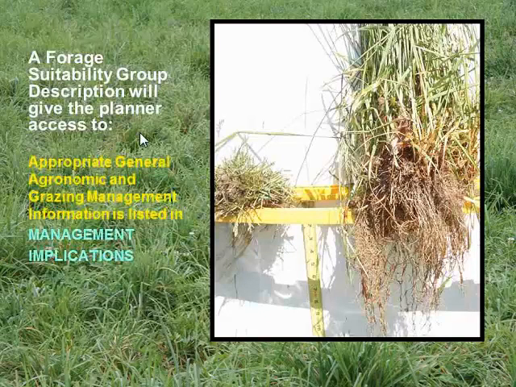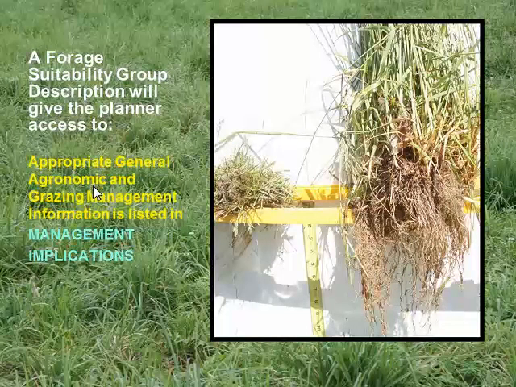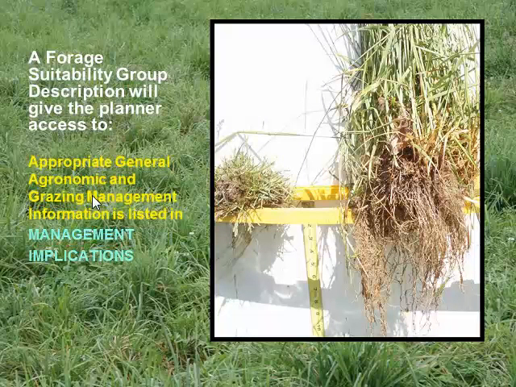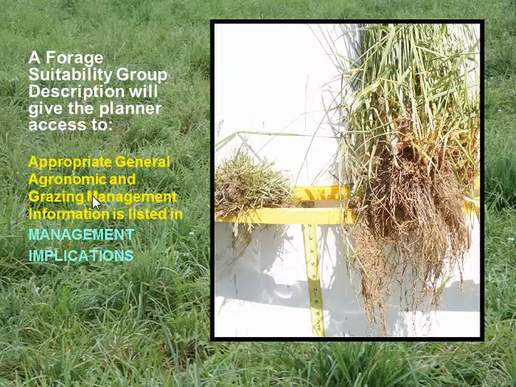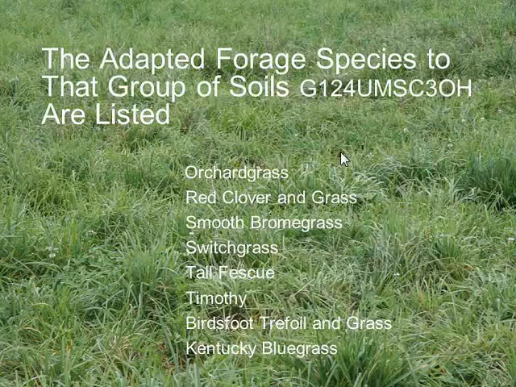A forage suitability group description is going to help us do some planning, because we want to know what agronomic and grazing management information is going to affect our management. For instance, if we had a shallow to bedrock group of soils, then obviously that's going to affect things big time. We can't be burying pipe 3 feet deep if bedrock's at 2 feet. We're not going to be able to put posts 3 feet in the ground if the bedrock's only a couple feet down. So those are important things to know.